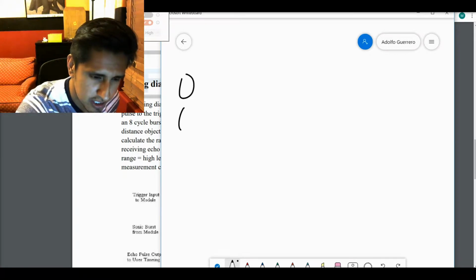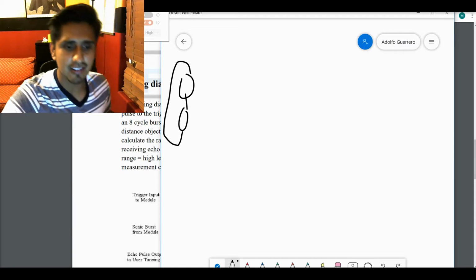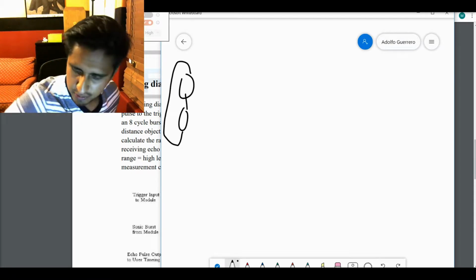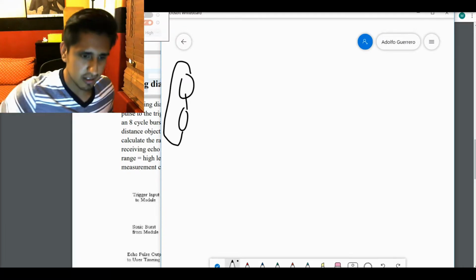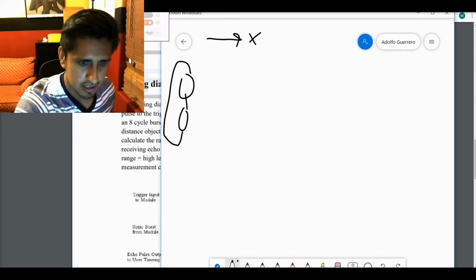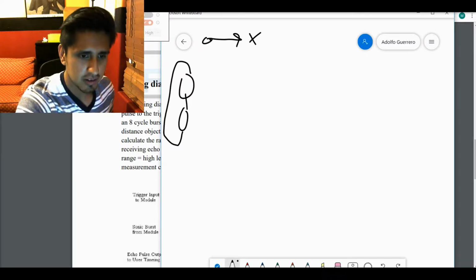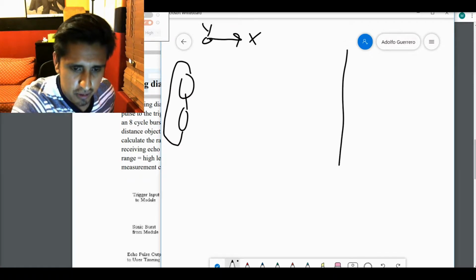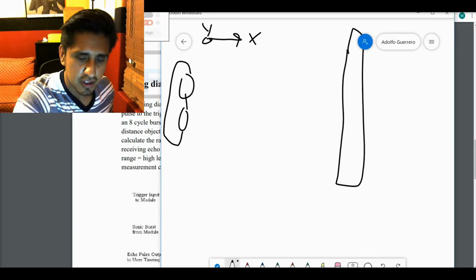So this is our sensor, right? So please bear with me. I understand this is very elegant artistry. And this is the sound module right here. And so this is sort of like a side view. This is our x-axis, and out of the screen is the y-axis. And so this is the object that we're trying to measure the distance of.